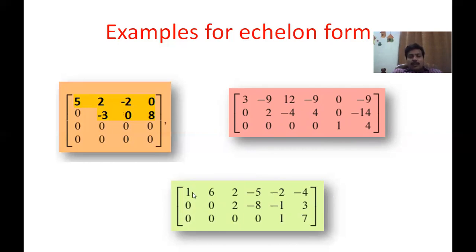So here 1, 2, this 2, and this 1 are the leading entries. Later we call it pivot positions. So all the entries below the leading entry are zeros. Here these two are zeros, here this one is 0, and there is no entry below it. So these matrices are in Echelon form. So this is the Echelon form.